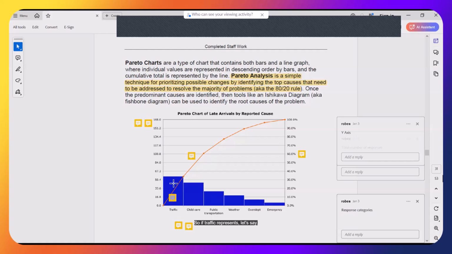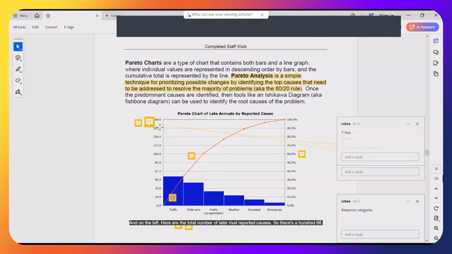So if traffic represents, let's say, 35% and childcare represents 25%, then that would mean that the total of the two is equivalent to 60% of the total number of reported causes, which we see on this line here. So that's all this line is. It's just accumulating the percentages of the causes and then eventually adds up to 100%.